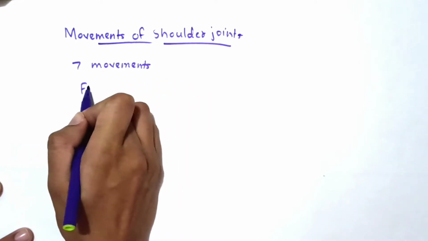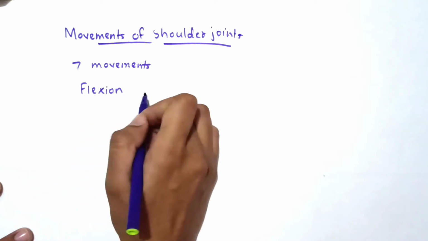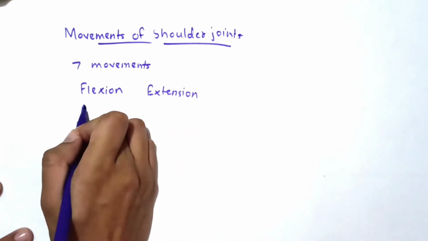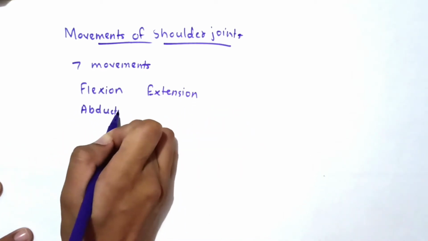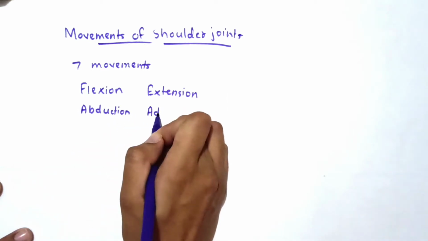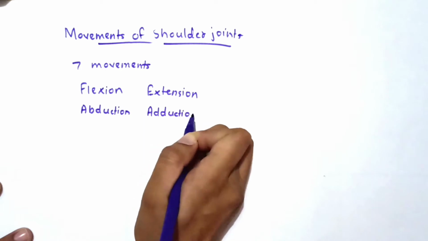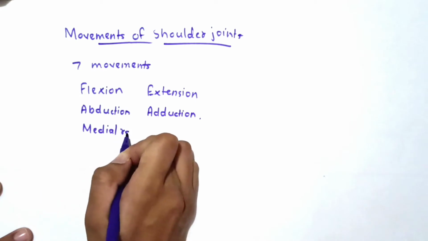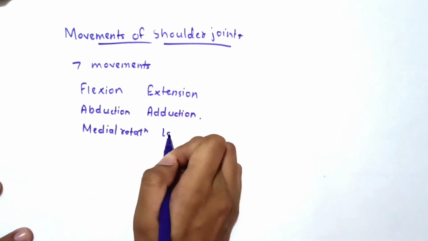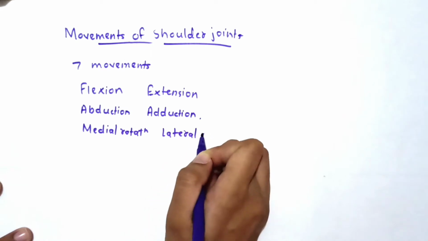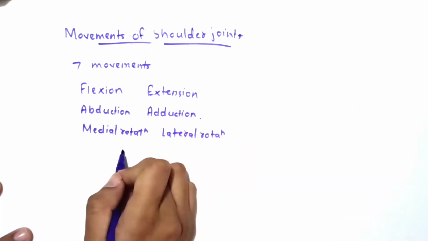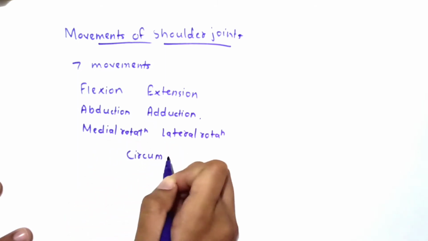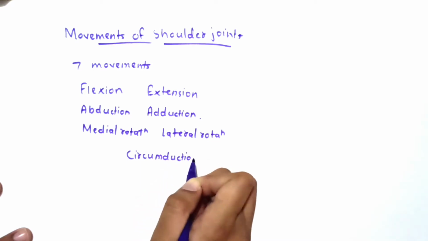Let's name them. First is flexion, second is extension, third is abduction, fourth is adduction, then we have medial rotation and lateral rotation, and the last, the combination of all these movements is circumduction.